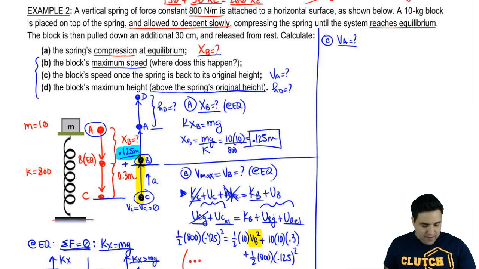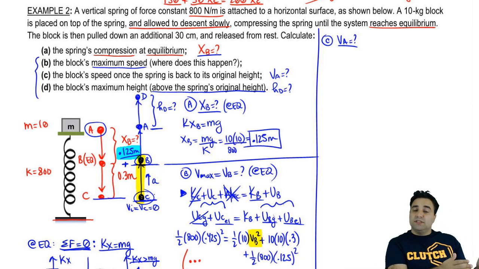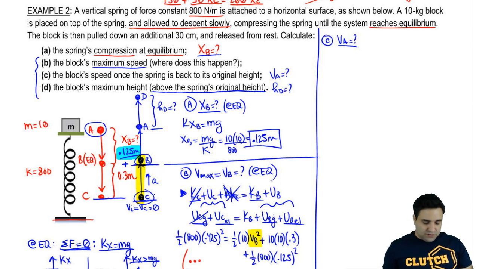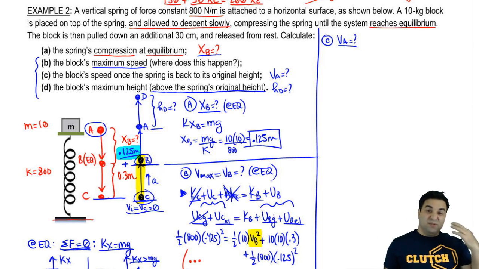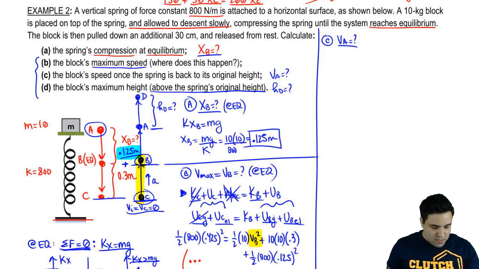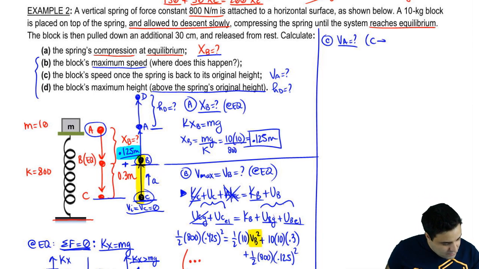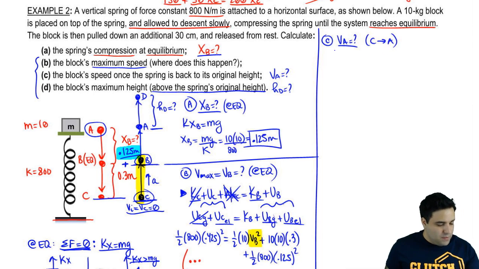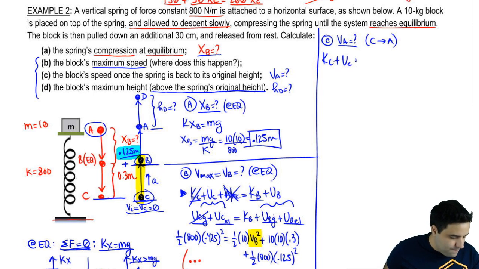I could use energy from C to A, or from B to A, whichever you prefer. C to A is easier because there are fewer types of energies here. The total energy is conserved, but there are fewer types of energies from C because there's no kinetic energy. B has kinetic energy and potential energy; B's are just a huge mess. So it's easier to go from C to A. So KC, UC, work non-conservative, KA, UA.